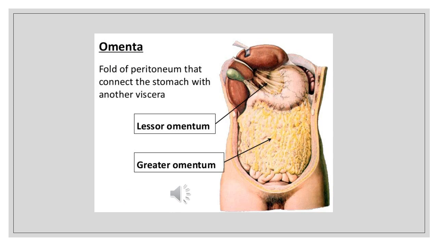In this picture, we can see the folds of peritoneum that connect the stomach with the other viscera. On the greater curvature, the larger one is called the greater omentum, and to the lesser curvature of the stomach, the fold attached is called the lesser omentum.